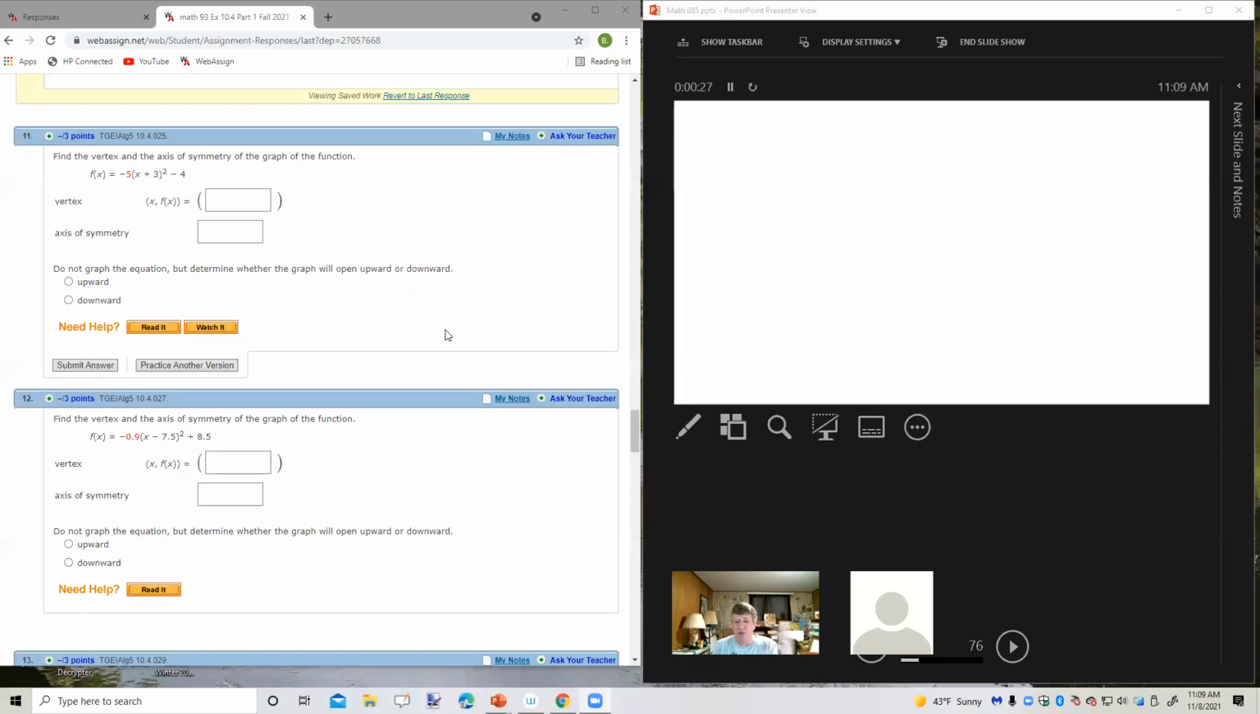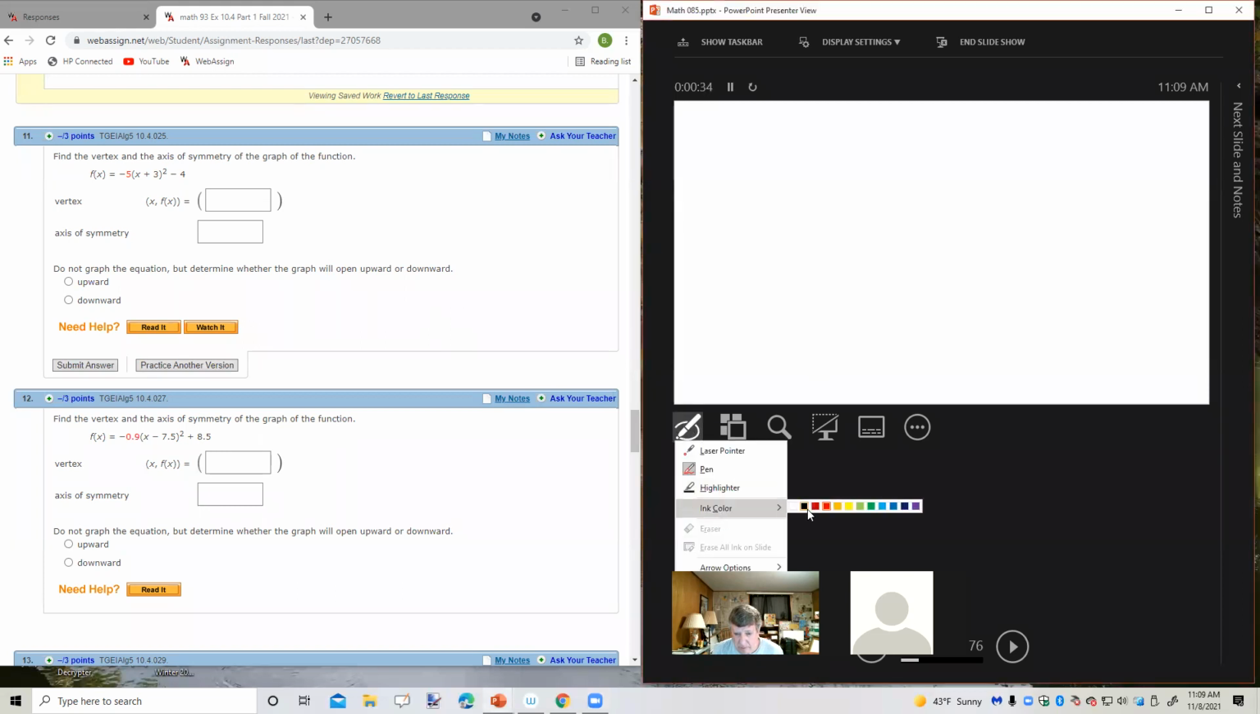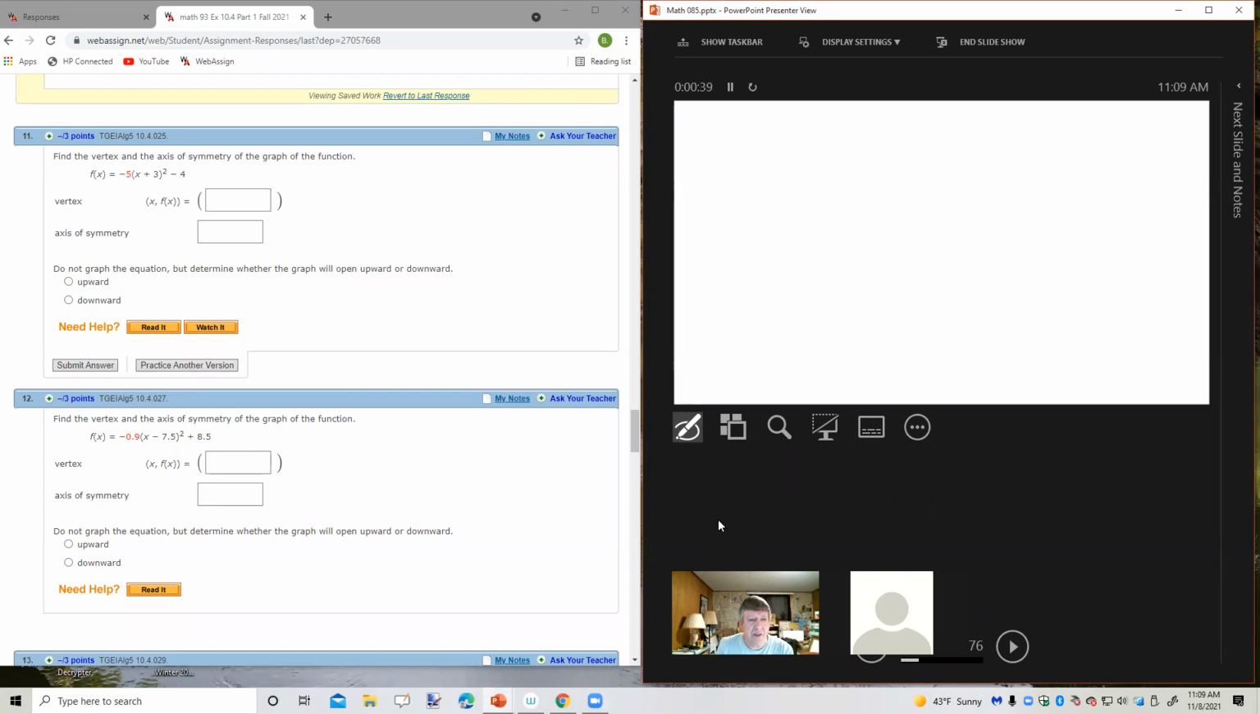So now you should be back to where you see WebAssign on the left and the whiteboard on the right. Is that what everybody's seeing? Yep. Thank you. Okay. So let's take a look at problem number 11 on the left. It says, find the vertex and the axis of symmetry of the graph of a function, and our function is f of x equals -5 times the quantity x plus 3 squared minus 4.